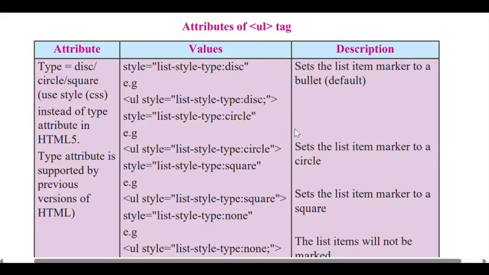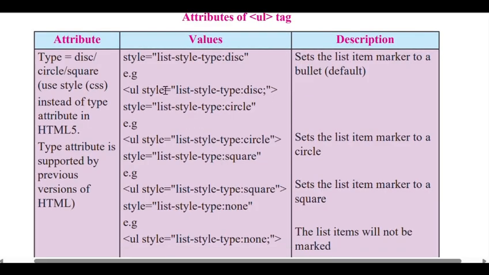Now we are going to see attributes of the unordered list tag. See, attributes, value and description. Type is equal to disk, circle, or square. Use style CSS instead of the type attribute in HTML5; the type attribute is supported in previous versions of HTML5. Now these three values you can use: disk, circle, square. In values, they have also given how to use them.